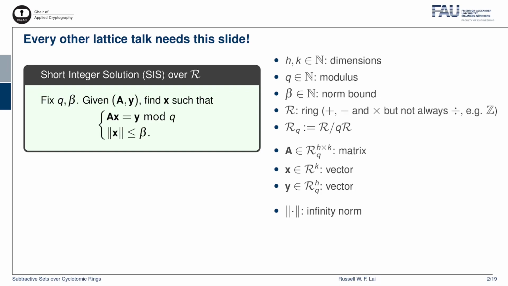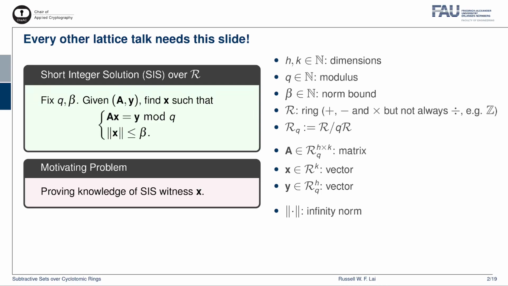Usually the SIS problem is considered over the integer ring, that is the matrix A, the vector y and x are all vectors and matrices over the ring of rational integers. But in this work we are considering the SIS problem over a general ring R, that is a mathematical object that allows you to perform addition, subtraction, multiplication, but not always division.